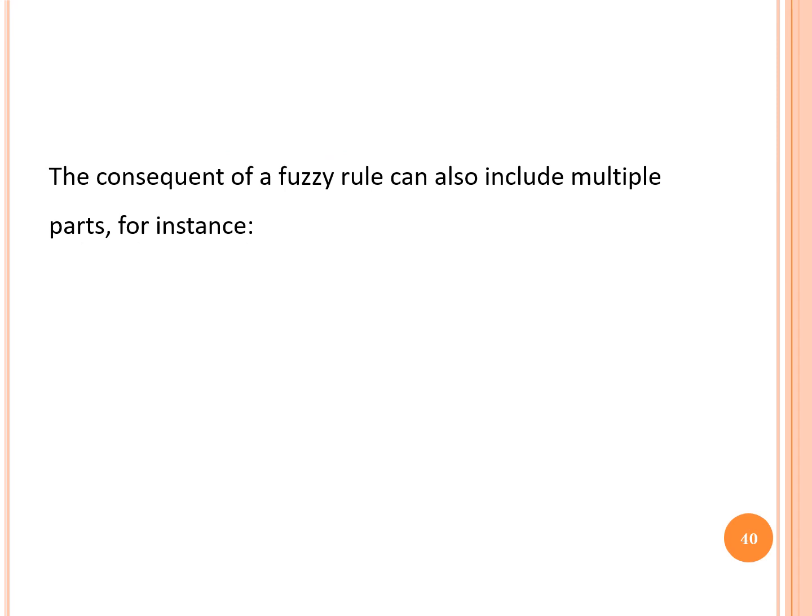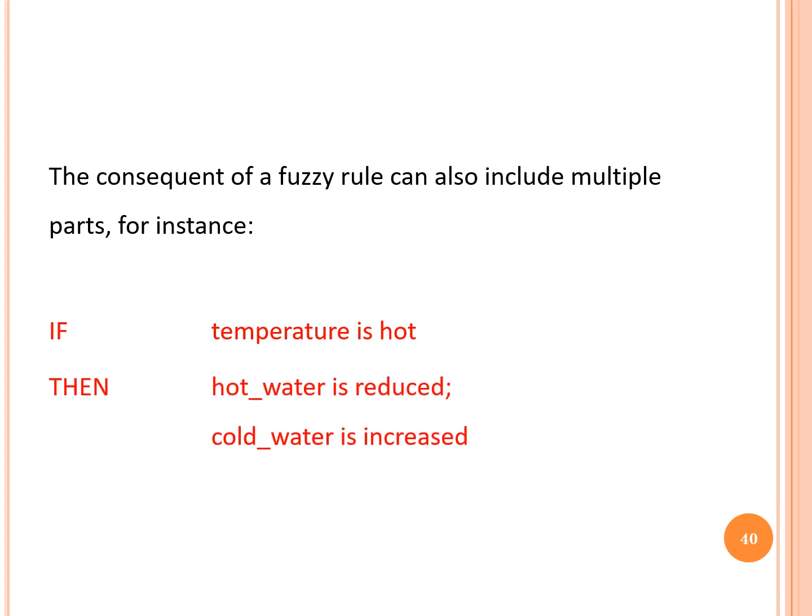The consequent of a fuzzy rule can also include multiple parts. For example, if the temperature is hot, then the hot water is reduced and the cold water is increased. In this example, we have two consequents.